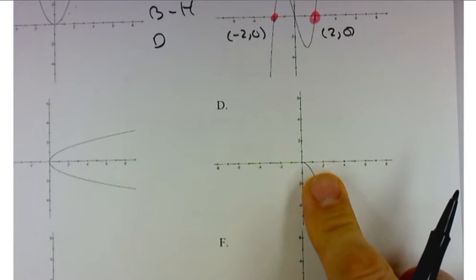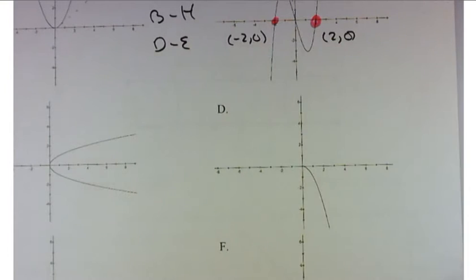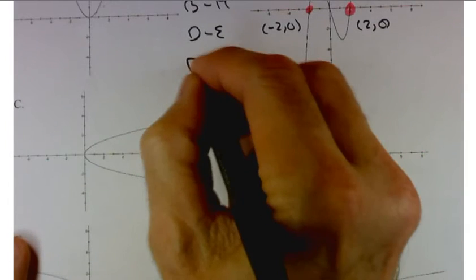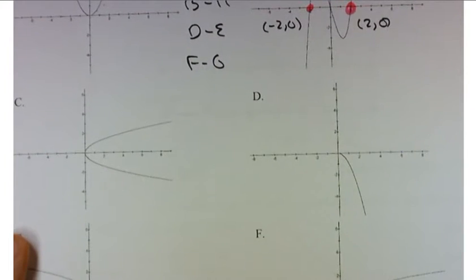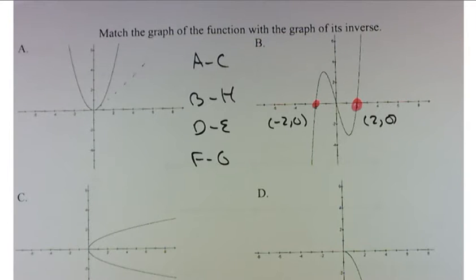C we've already used, so let's go down to D. What lines up with D? E. And last but not least, the only two remaining pair are F and G. So nice pairings across the line y equals x. So again, that's one of the conclusions that I'd like you to have here.